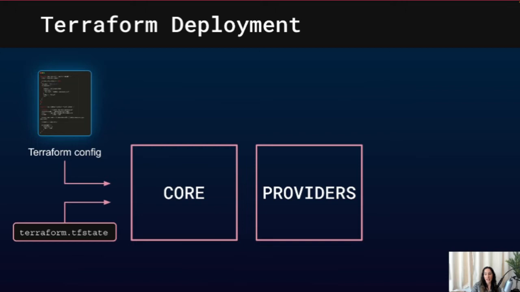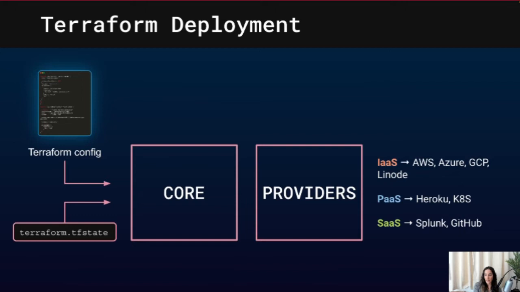And then on the back side, we have providers. And providers are how Terraform connects to the rest of the world. And these could be cloud providers like AWS, Google, Azure, Linode, Akamai. They could be on-prem infrastructure like VMware. They could also be platform as a service tools like Heroku or Kubernetes. Other things Terraform could manage are software as a service. So there's also very high level things like monitoring with Splunk and source control with GitHub.